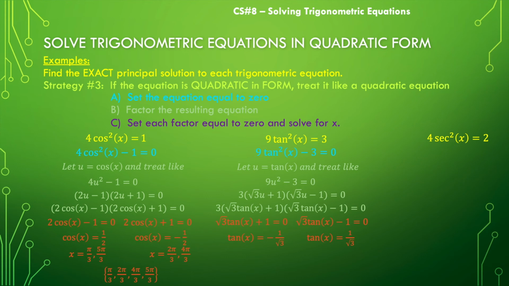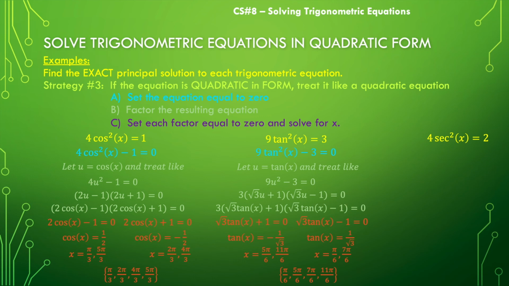We know that the angles that have a tangent of plus or minus the square root of 3 over 3 happen at our 30-degree angles, which are pi over 6, 5 pi over 6, 7 pi over 6, and 11 pi over 6. So we can say that those angles will comprise our solution set.